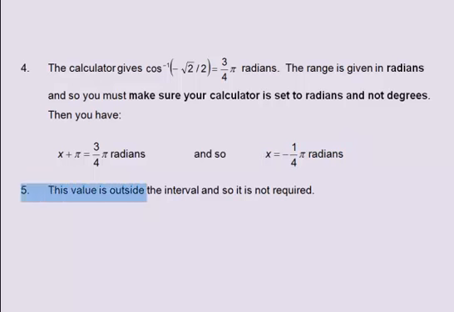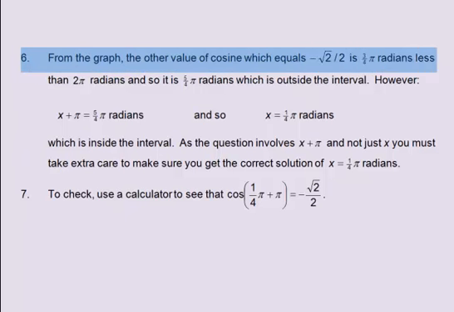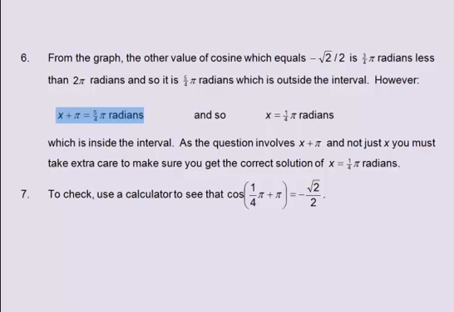5. This value is outside the interval, and so it is not required. 6. From the graph, the other value of cosine, which equals minus root 2 over 2, is 3/4 pi radians less than 2 pi radians, and so it is 5/4 pi radians, which is outside the interval. However, x plus pi equals 5/4 pi radians, and so, after subtracting pi from each side, x equals 1/4 pi radians, which is inside the interval.